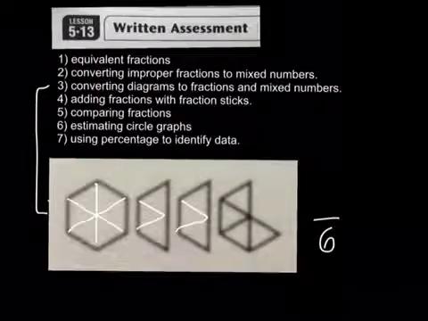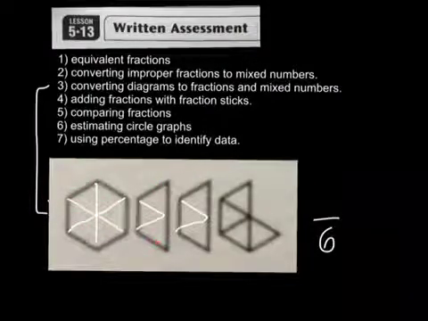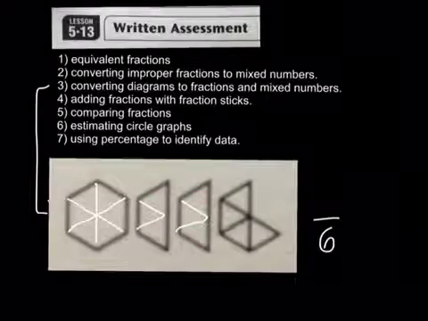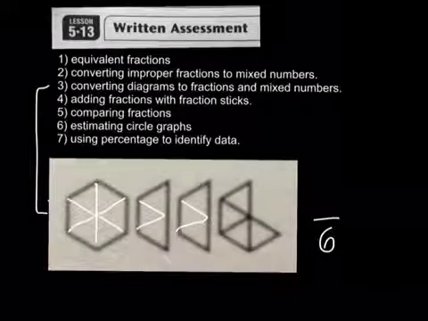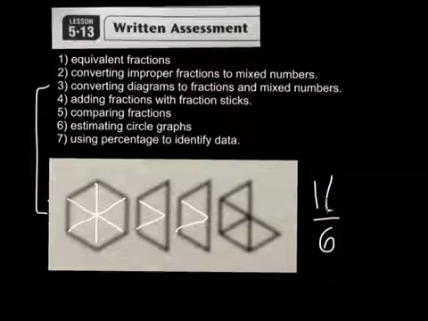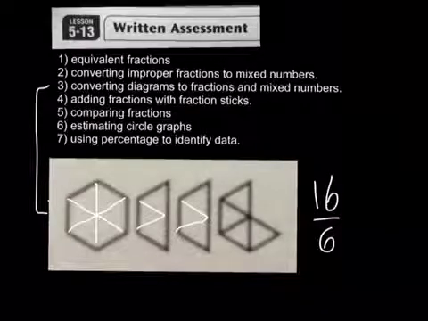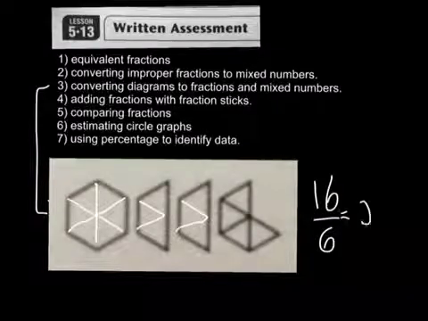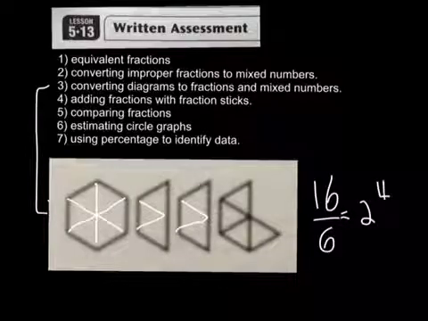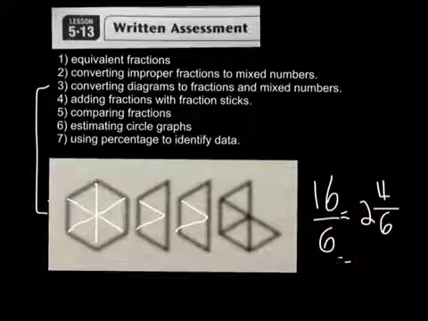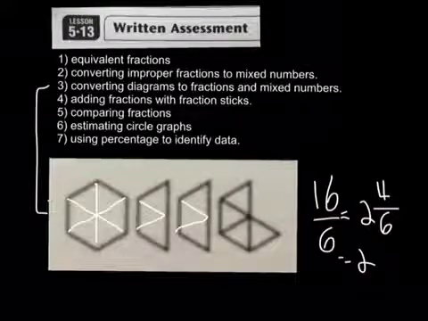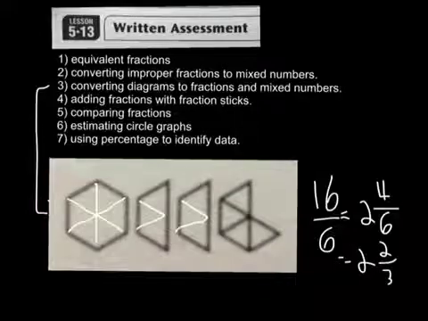And now let's count the triangles. 6 plus 3 is 9, plus 3 is 12, 13, 14, 15, 16. Okay? So we have 16. How many 6s are in 16? If you said 2, you're correct. That leaves us with 4 over 6. But this is not complete because you have to simplify the fraction. So it's 2 and 2/3. And there's your answer, boys and girls.